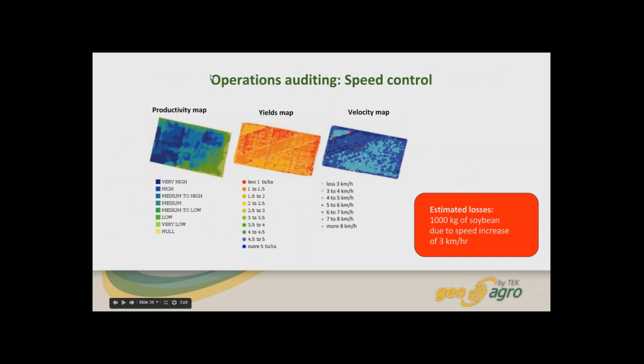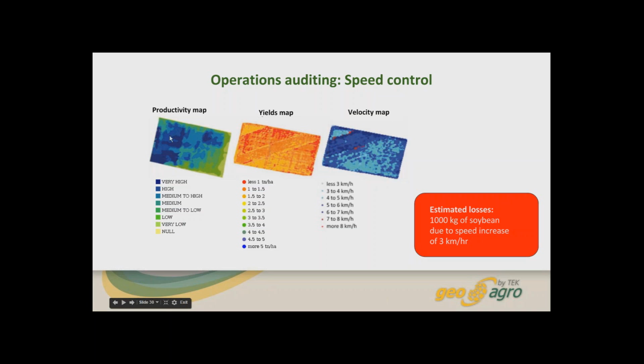Something very, very important, it's the operations auditing. We have control over the operation. So we see several cases when we process yield data and we have the yields map and the speed map where we see the yields is related with the speed because when the harvester was going too fast, then we had a drop in the yields.